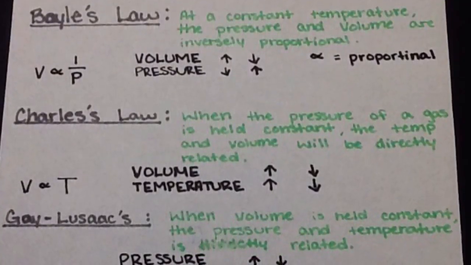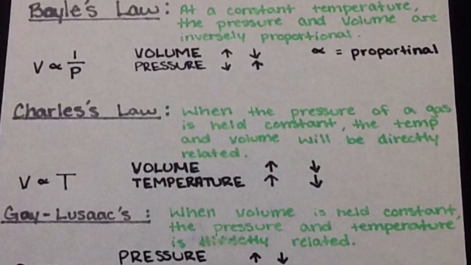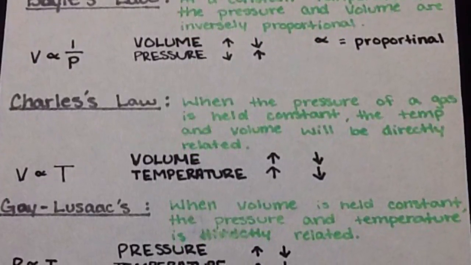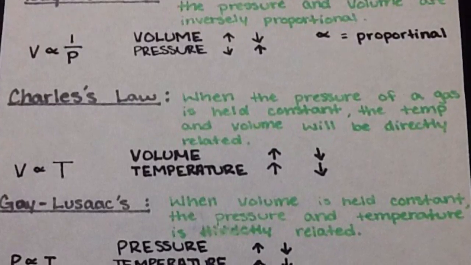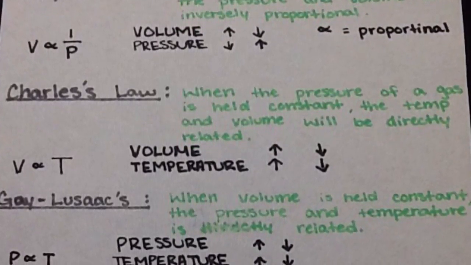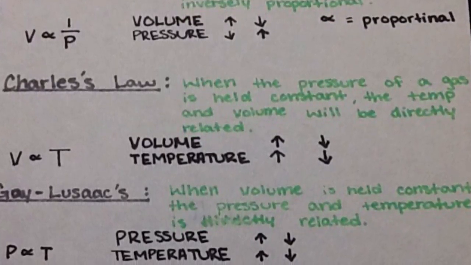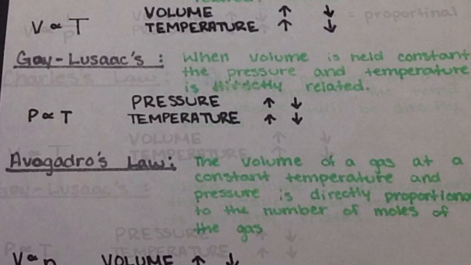The next 3 gas laws are closely related to each other in a sense of the variables because they are directly related to each other. So in Charles's law, when the pressure is held constant, the temperature and volume will be directly related. So as one goes up, the other will too, and as one goes down, so will the other one.